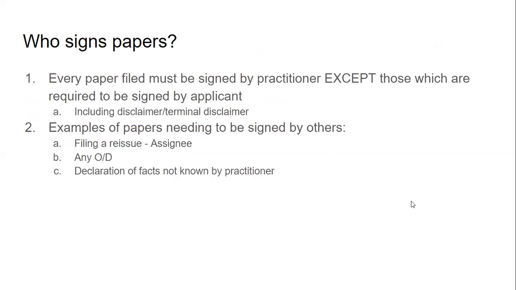So as far as signing papers, every paper that is filed has to be signed by a practitioner, except those which are required to be signed by the applicant. So the practitioner can sign almost everything, disclaimer, terminal disclaimer, but when it comes to filing a reissue, that's usually the assignee, especially where there are non-binding claims, any other declaration, as you can imagine, and then a declaration of facts not known by the practitioner.